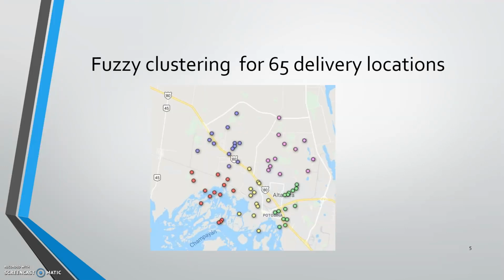This slide shows the application of the Fuzzy-Simmons algorithm to an instance consisting of 65 delivery locations. The instances used were generated randomly using a uniform distribution. We set the number of clusters to 5, and the resulting clusters were plotted into a Google map, each having a different color. As you can see, the delivery locations that are relatively close to each other are in the same group. That is, they have the same color.